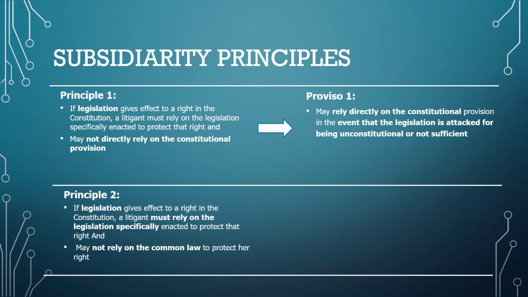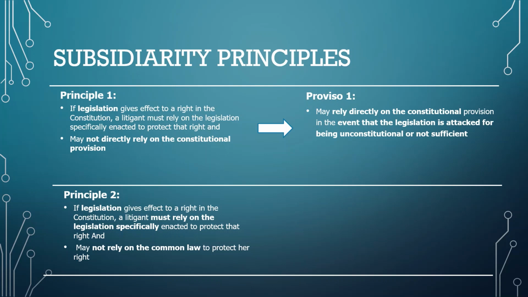Now, Principle 2 holds that a litigant averring that a right in the Bill of Rights has been infringed must rely on the legislation, where legislation was enacted to give effect to the alleged infringed right in the Bill of Rights, and that the litigant may not rely on the common law. Now, this principle also tells us that the applicable legislation must be relied on in the situation where there is both applicable legislation and a remedy available in the common law. The exception to Principle 2 is also called Proviso 2.